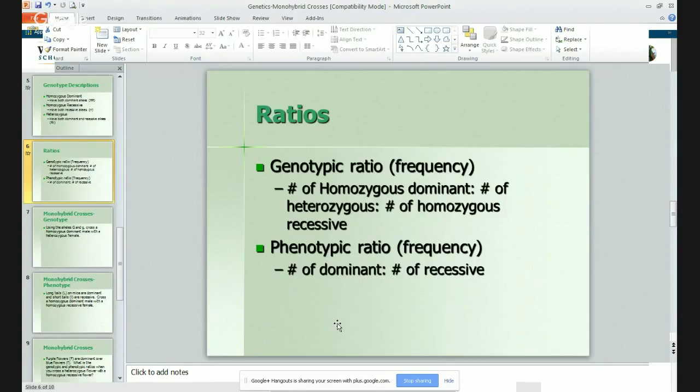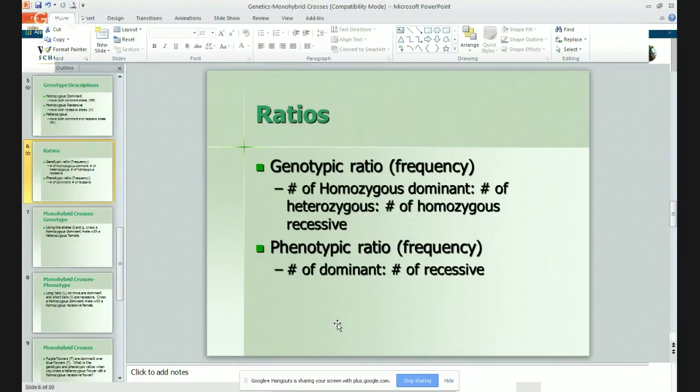With your genotypic ratio, it looks like a long one, but it's really quite short. It's just 3 numbers. The first number is going to be the number of individuals, and we're talking about the offspring, how many of the offspring are going to be homozygous dominant? How many of them are going to have both capital letters? The second number is how many of them are heterozygous, or how many of them have one dominant allele and how many have one recessive allele. And again, remember, we're talking about the offspring, not the parents. Third number is going to be the number of homozygous recessive offspring there are. How many offspring have both recessive alleles?